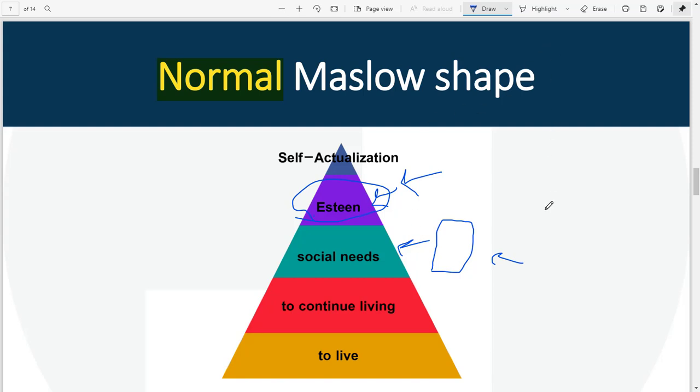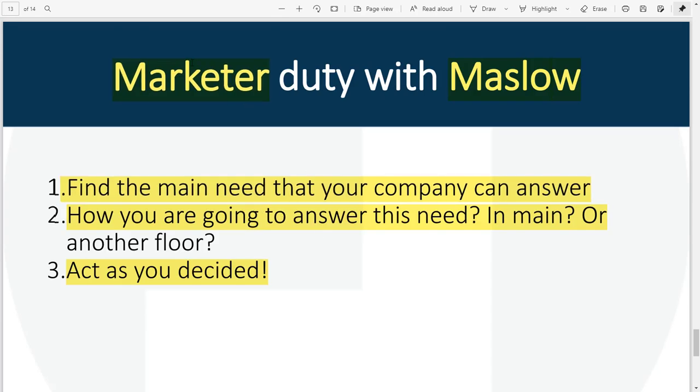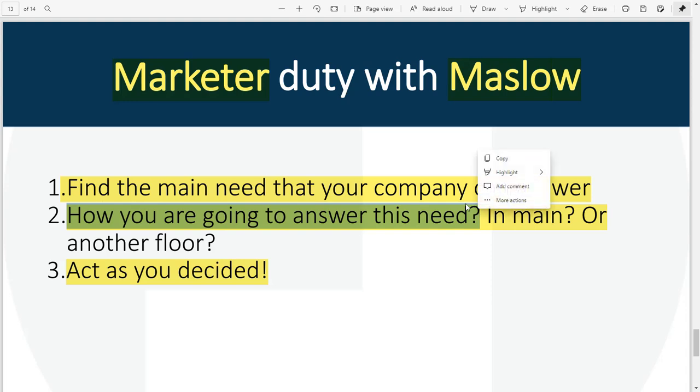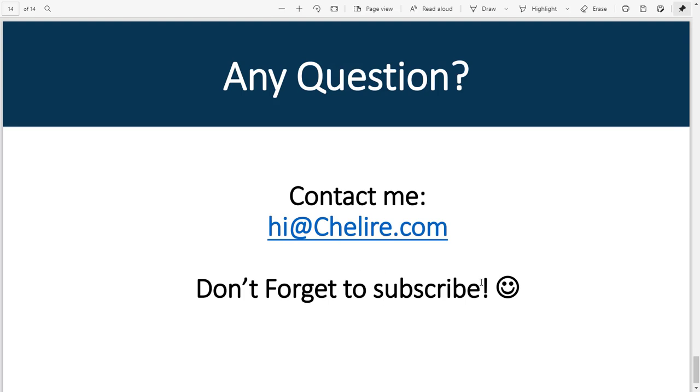Okay, so as we talked, your job as a marketer is to find the need that your company can answer. Then you decide how you are going to answer the need, in the main level or other floors, and act as you decided. I suggest that if you can answer the need on the fourth floor, do it. And that's it. This was the final slide of this lesson.